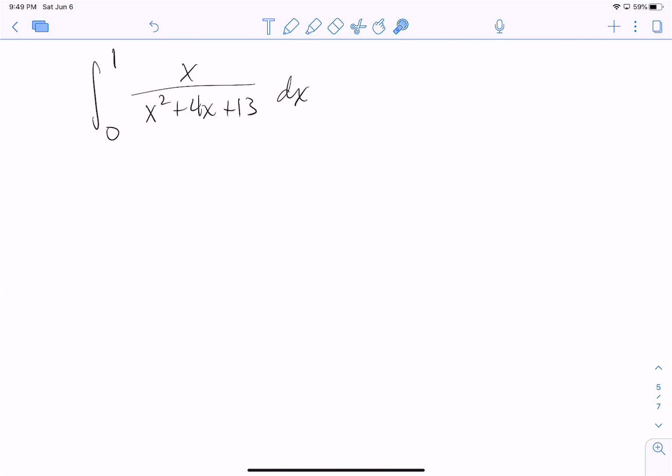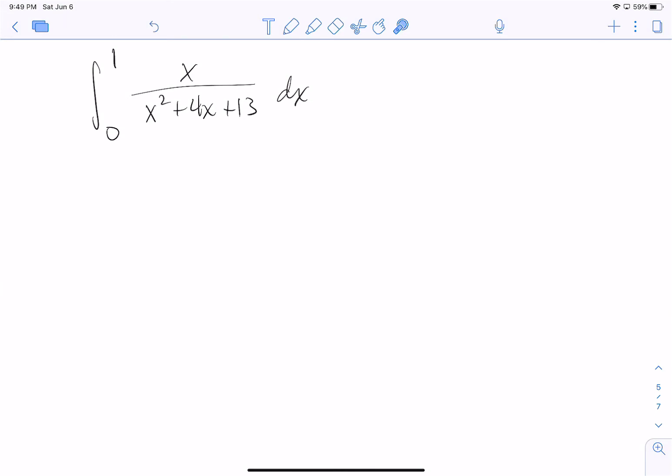We're going to look at an exercise now that's a little bit different than the ones we've seen so far. This is the integral from 0 to 1 of x divided by x squared plus 4x plus 13 dx. At first glance, we notice the denominator does not factor. We cannot use partial fraction decomposition, so we must go a different route.